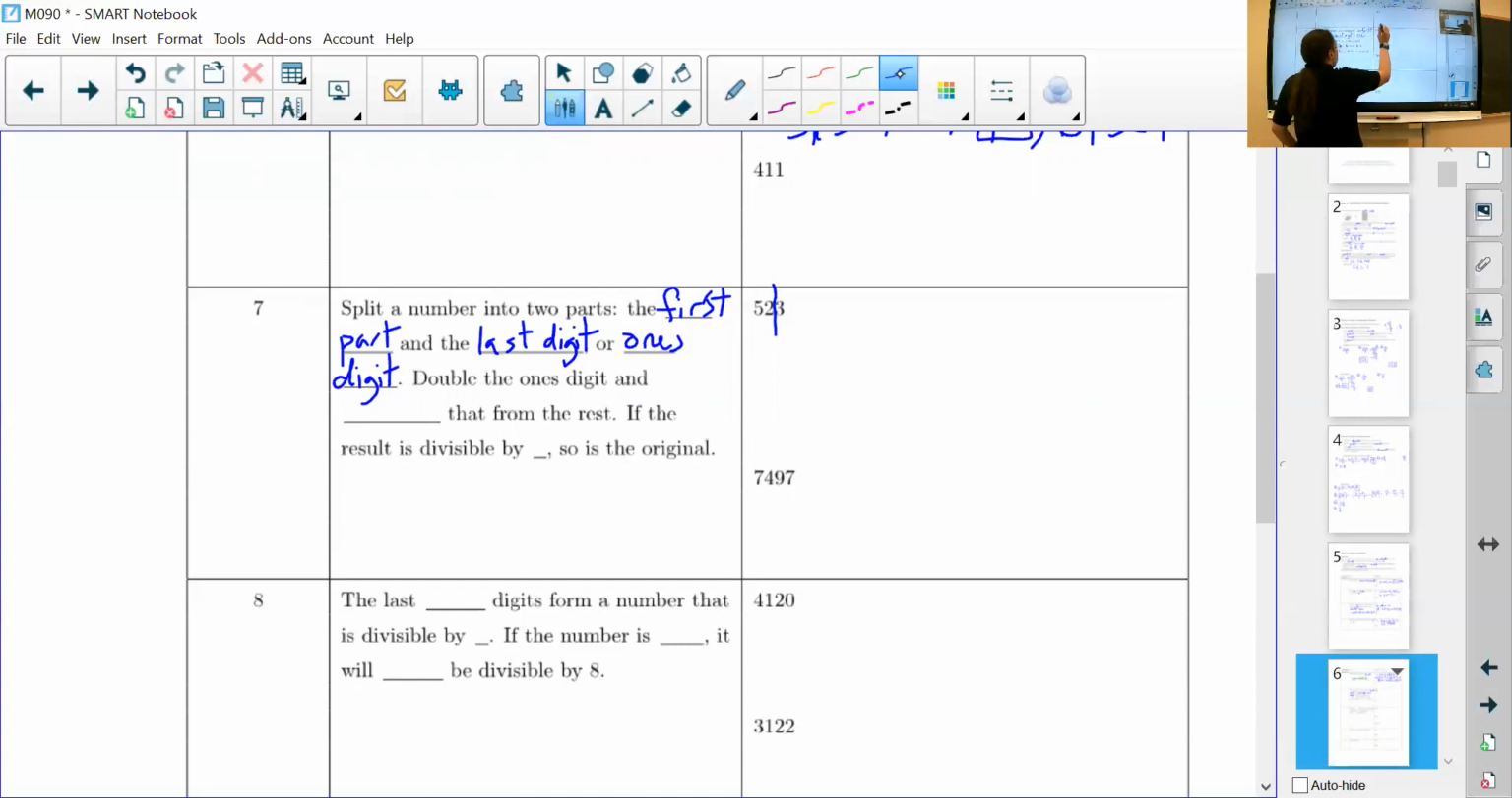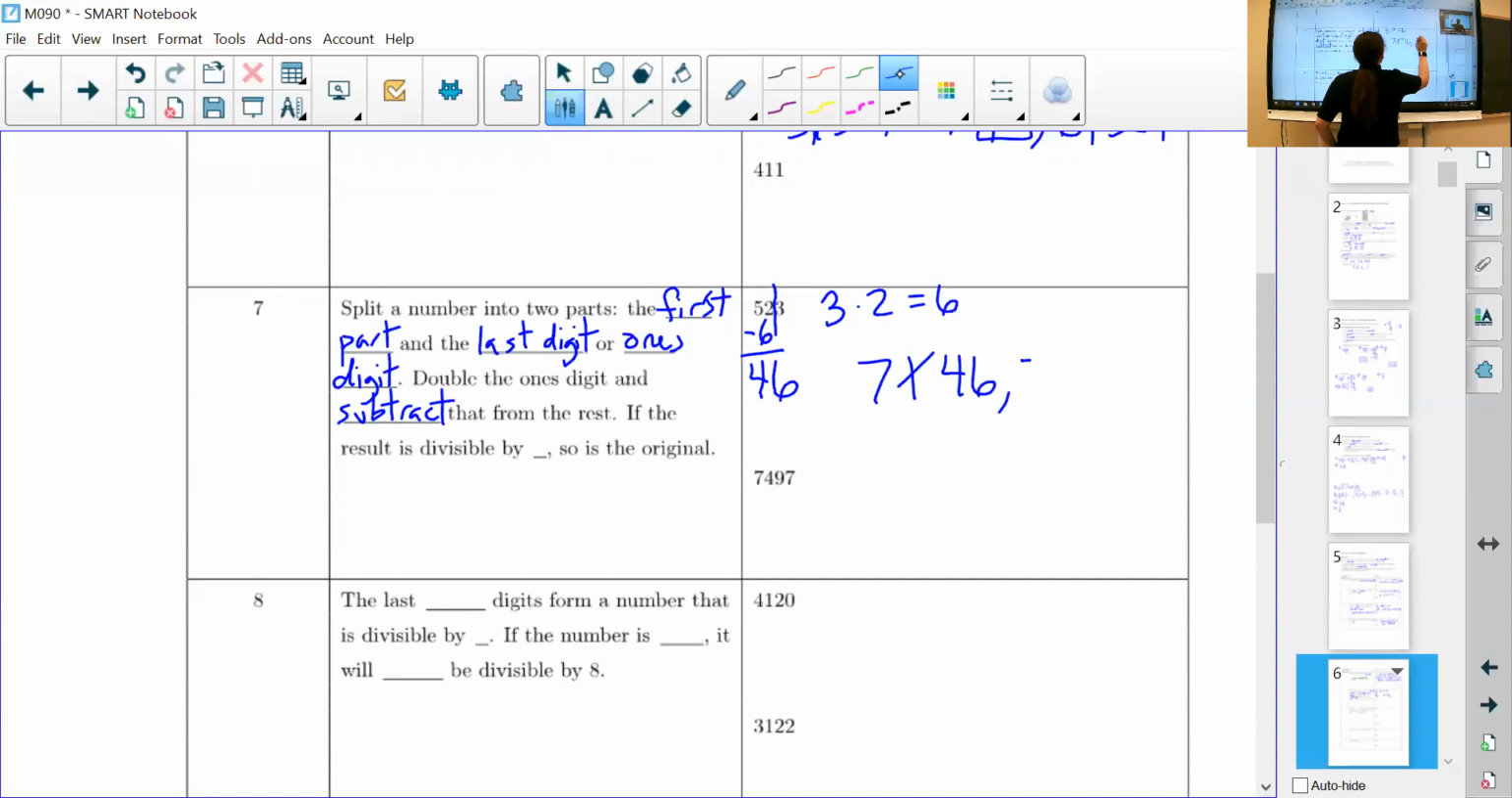We're going to double the ones digit. 3 times 2 equals 6. And subtract that from the rest. Subtract that from the front part. 52 minus 6 is 46. If the result, that 46, is divisible by 7, so is the original number, so is 523. Since 7 does not divide 46, 7 also does not divide 523.